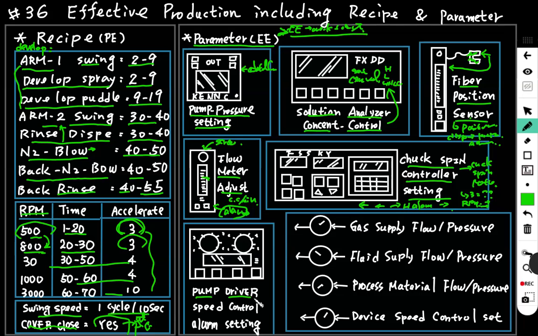And this is the pump driver speed control and the alarm setting. This is the screen, and there is a function button to set the pump drive speed control, not only the flow rate control, but also its pressure control. And we can set high and low alarms to warn the engineer to check the pump.